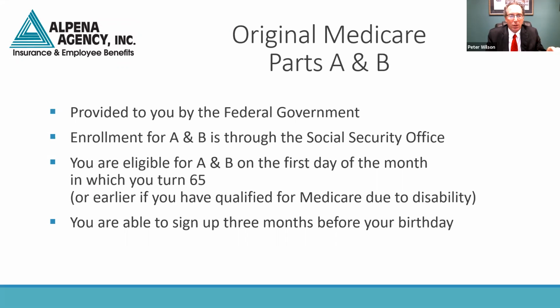You're eligible for A and B the first day of the month when you turn 65, or earlier if you have Medicare due to disability. But generally speaking, when you turn 65, you're eligible for your A and B. And you can sign up up to 3 months in advance. So many people want to sign up early. They've got a lot going on, and that's available.